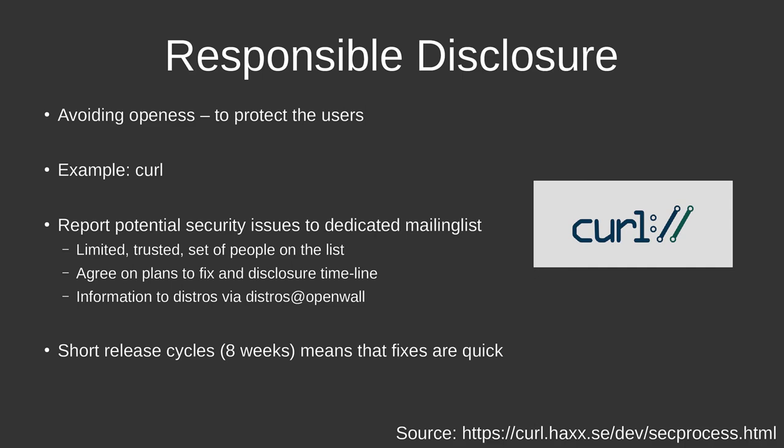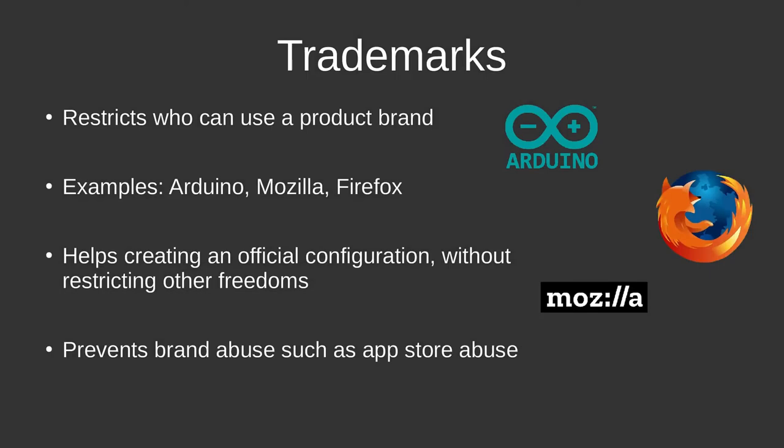There are other aspects to this, like trademarks. So we've spoken about patents and stuff. Trademarks is a different thing. So you can restrict who can reuse the name of your project. So it's fully open source and everyone can fork it and do whatever they like, but you protect the brand. Examples of this are Arduino, Mozilla, Firefox, and so on. So it really controls legally who can create an official configuration, while not restricting the other freedoms that you have from the open source definition or the free software definition.